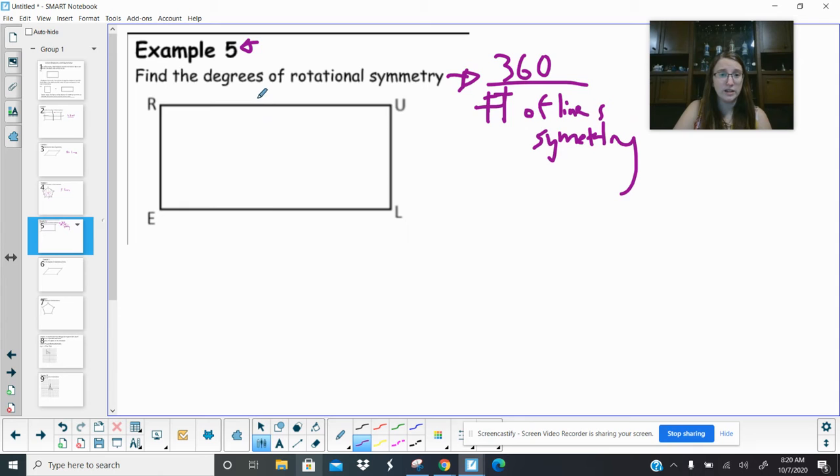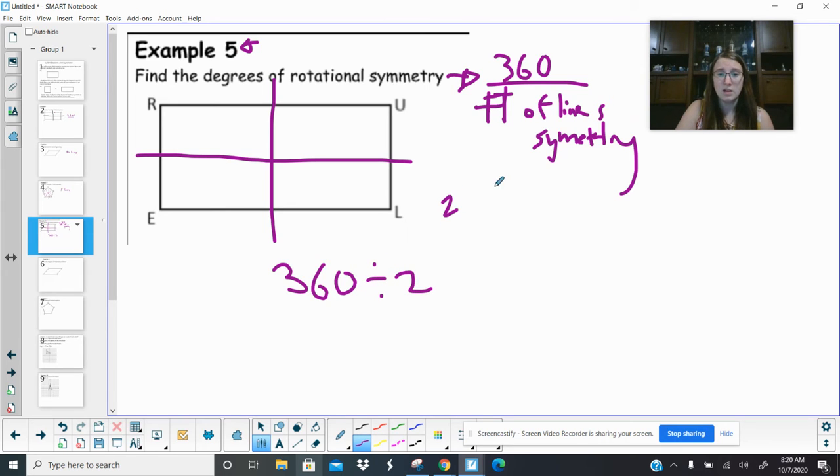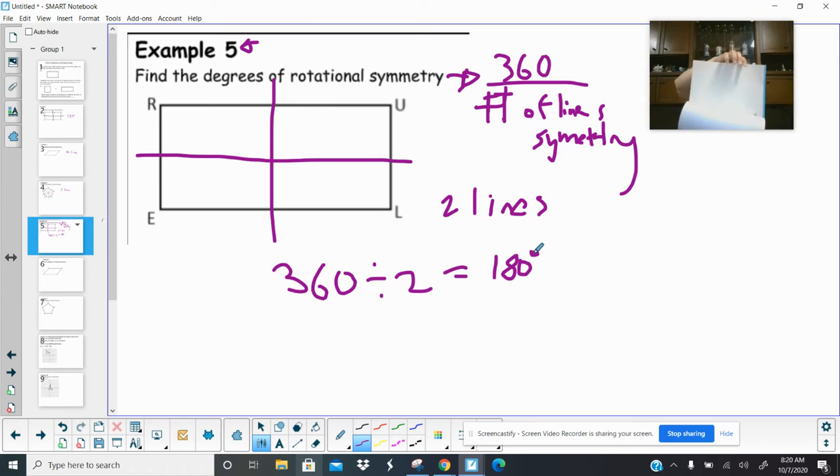So all we have to do here, again, we had 2 lines of symmetry, is take 360 and divide it by 2. This is going to tell us how many degrees we can rotate it, and it will end up back on itself. This ends up becoming 360 divided by 2 is 180 degrees. And that should make sense. 180 degrees is a half of a turn, right? Going this way, that's 180 degrees. That's a half turn. It looks exactly like it did when it started.